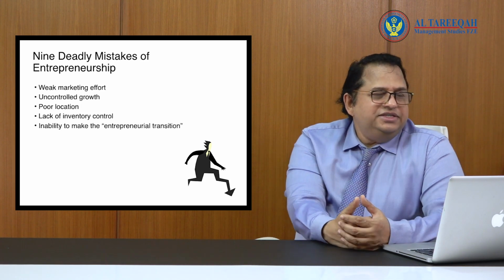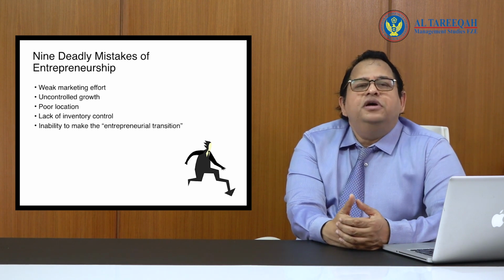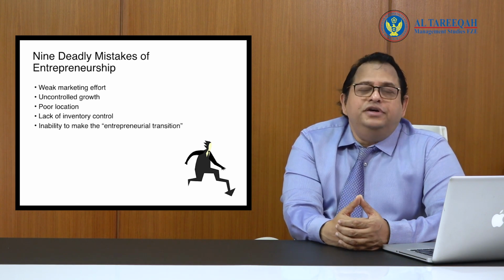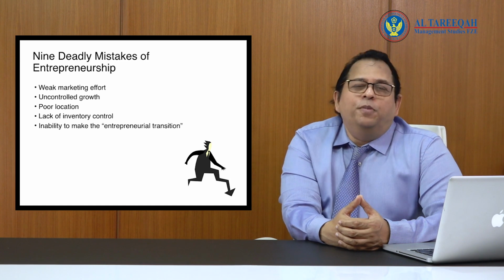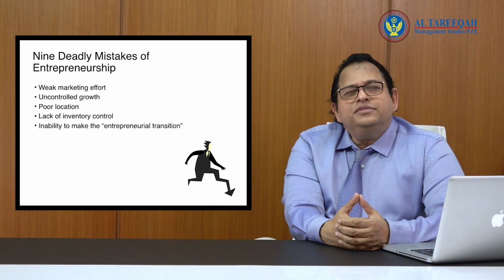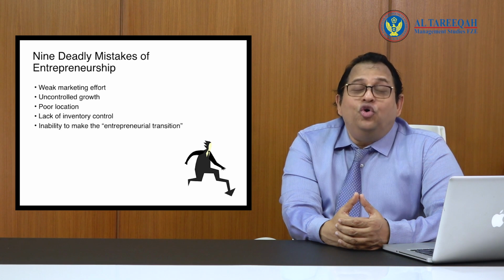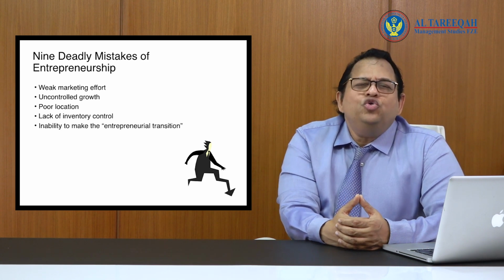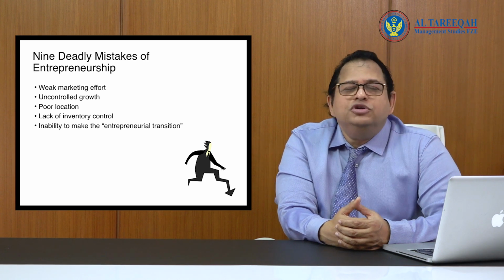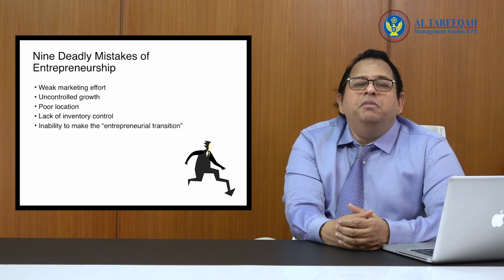Your slide 9 is continuing the mistakes of the entrepreneurs. You are not making enough marketing effort towards selling your product or service. The next mistake could be that you are going for uncontrolled growth. As you know, when growth happens, you must be able to control it. If you are not able to control it, then it is going to create several problems and at times become unmanageable.